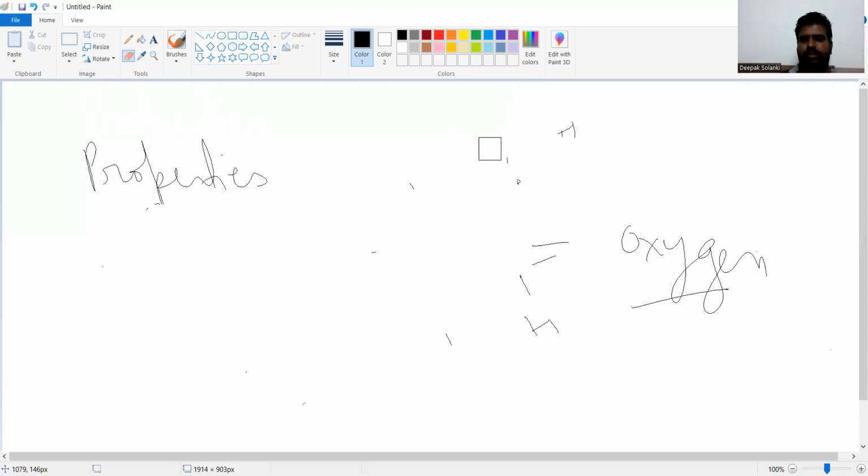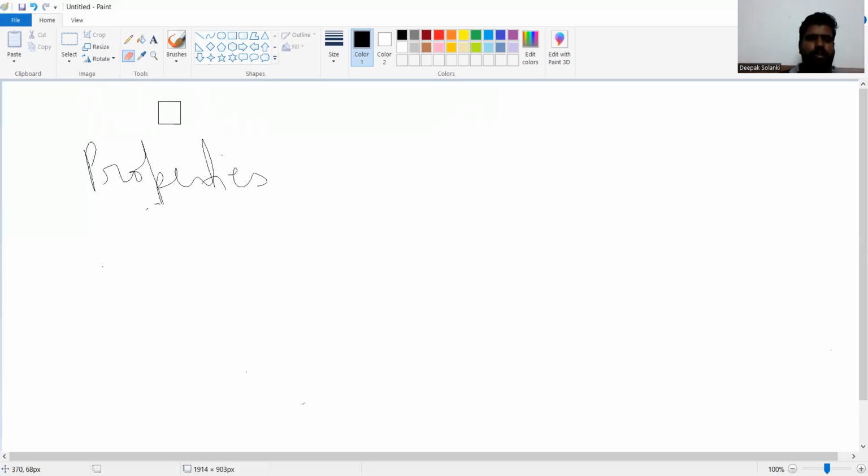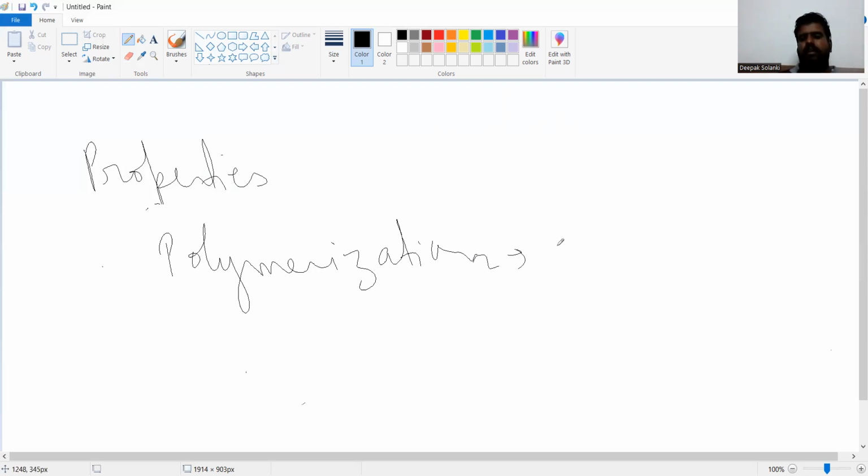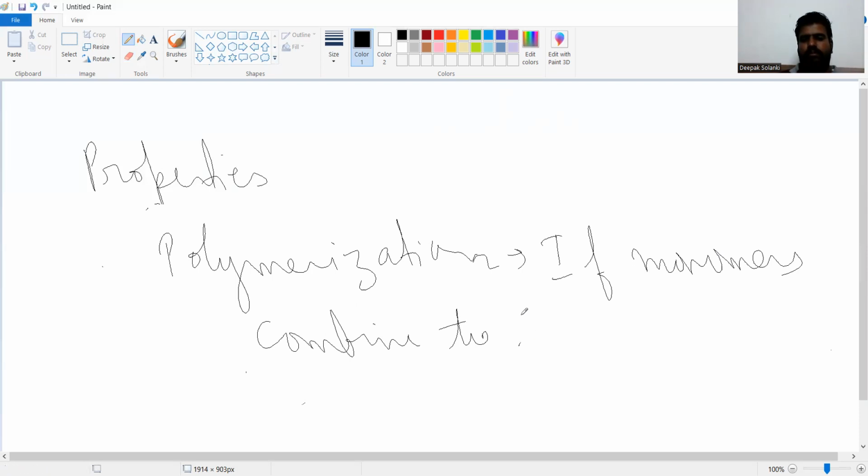Let me discuss another property of carbon, that is polymerization. What do you mean by polymerization? If monomers combine to form polymers, that process is known as polymerization.